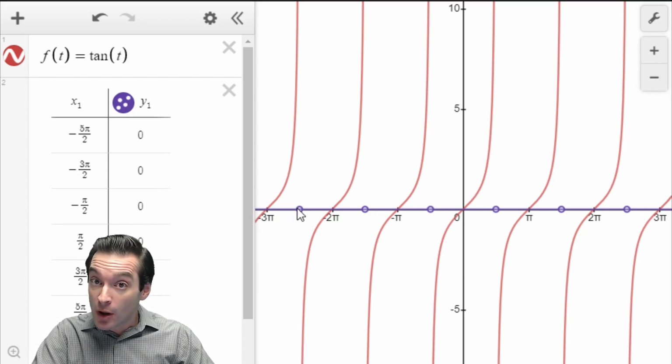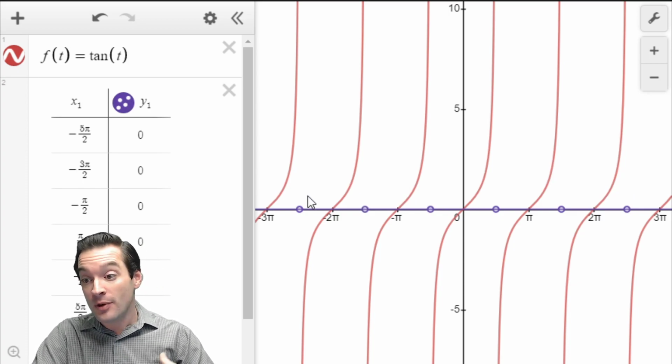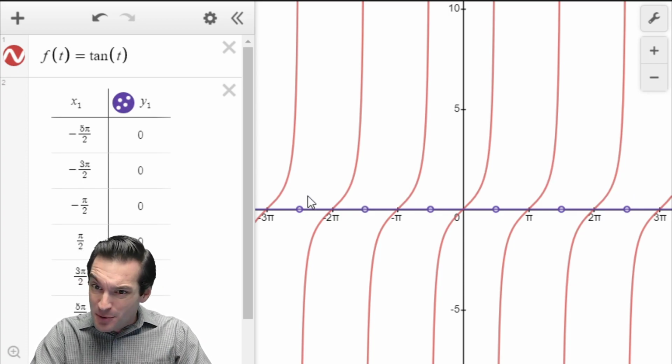So the domain of the tangent function is going to consist of all real numbers except for the odd integer multiples of pi over 2. So 1 pi over 2, 3 pi over 2, 5 pi over 2, negative 1 pi over 2, negative 3 pi over 2, negative 5 pi over 2, and so forth. So how do we write that using interval notation?